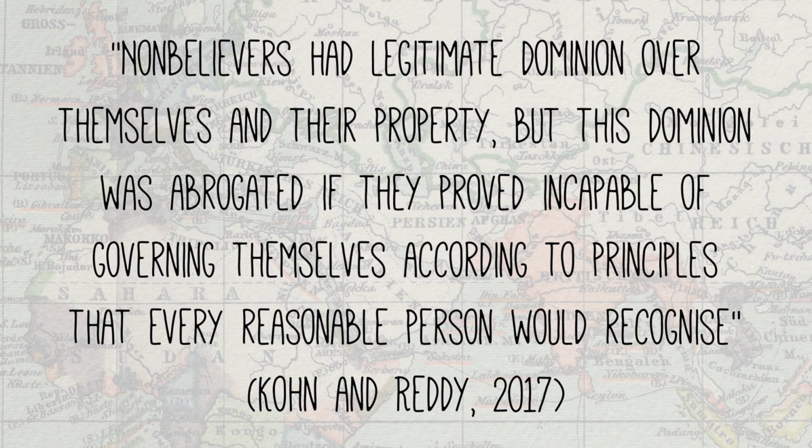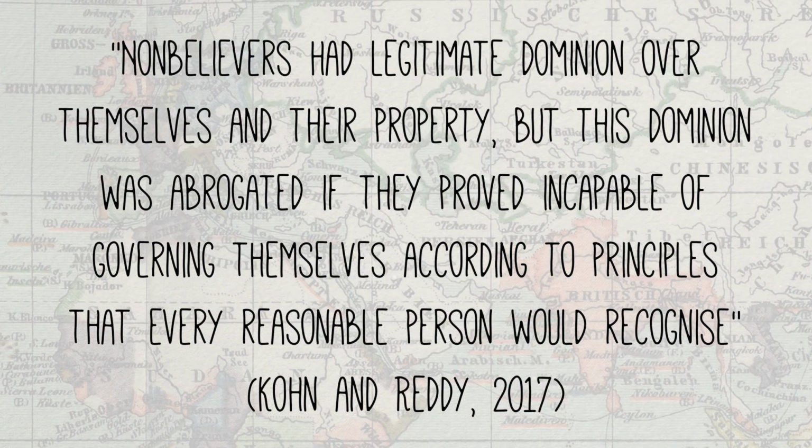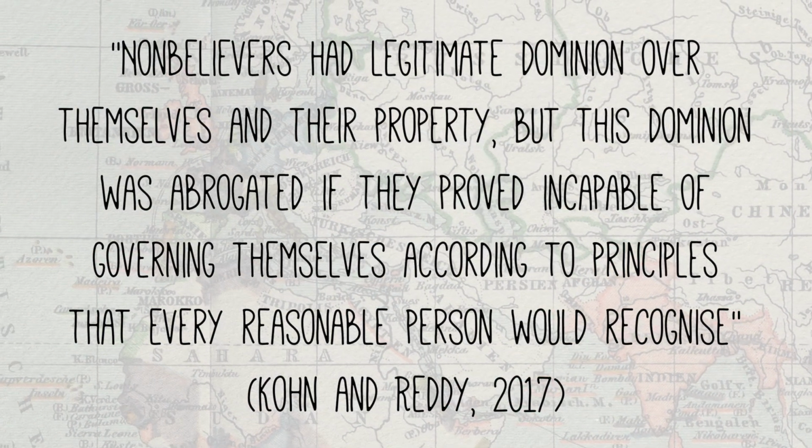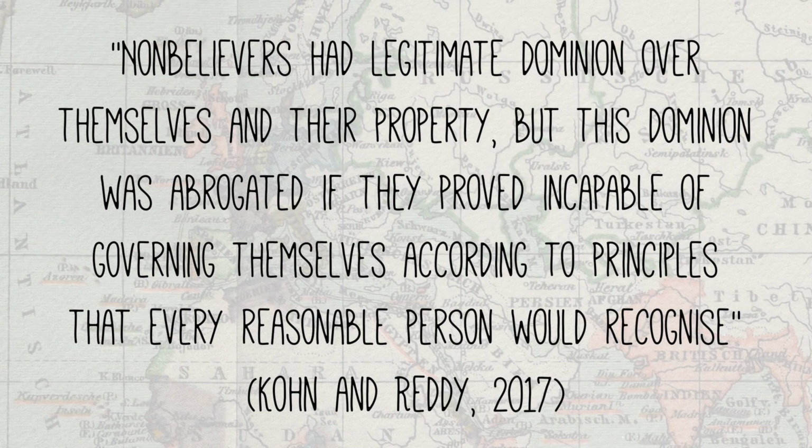Instead, violence against these people could only be just if they were seen to be breaking natural law themselves. As Cohen and Reddy write, non-believers had legitimate dominion over themselves and their property, but this dominion was abrogated if they proved incapable of governing themselves according to principles that every reasonable person would recognise. Here then we find the genus of an idea which is a mainstay of colonial ideology throughout the ages, in which people already living in lands which European nations wished to colonise were presented as being uncivilised, and thus having no understanding themselves of any kind of moral code.